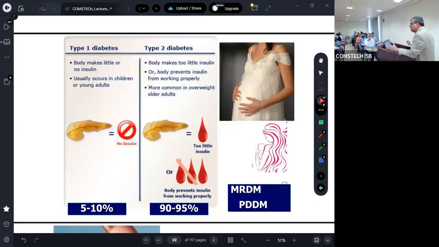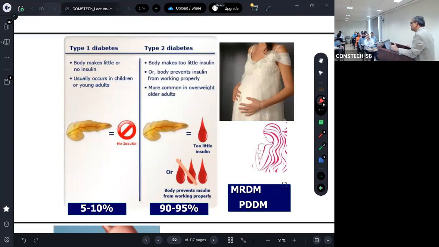Option 2, less insulin, leads to diabetes. Option 2, your pancreas can produce enough insulin, more than enough, but it is not functional. We call it insulin resistance. Insulin is there but not active. But of type 2 diabetes all over the world, 90-95% of diabetes belongs to type 2.